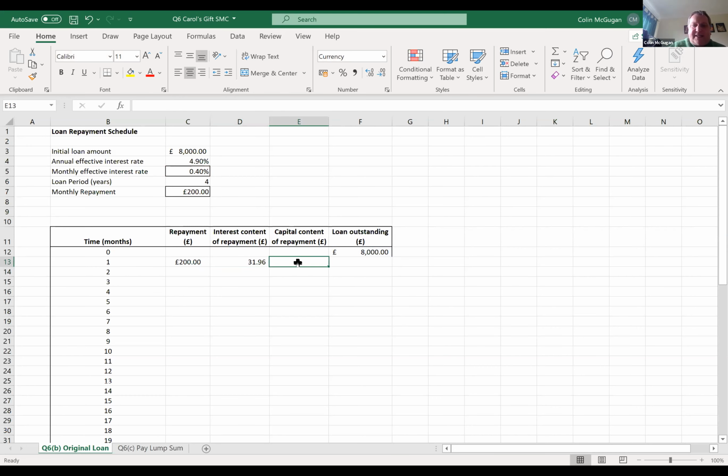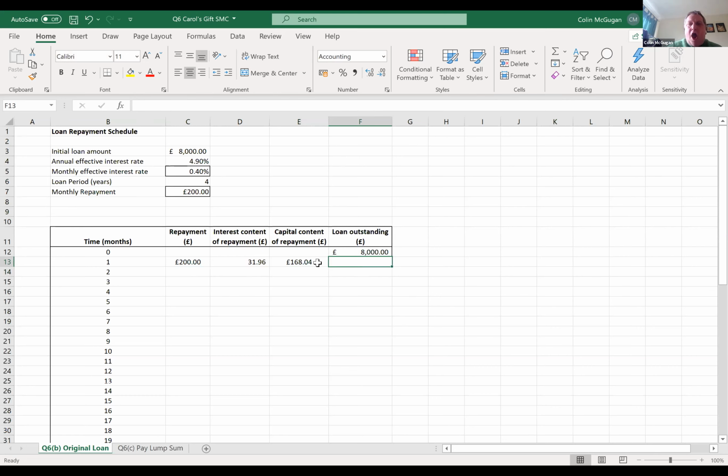So now in E13, how much of the capital am I actually going to repay here? Well, all that simply is my C13, just type it in, minus D13. And I'll remember my equal sign again. That tells me that the capital content of repayment is £168.04.